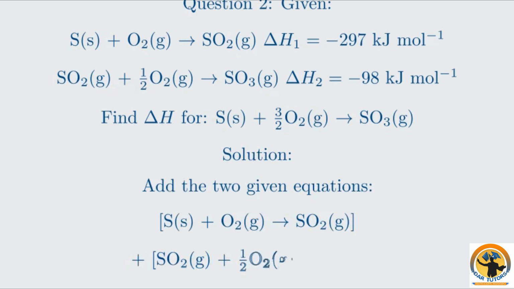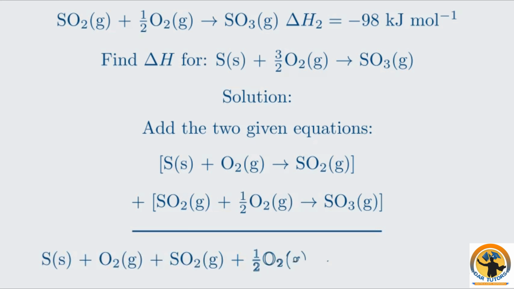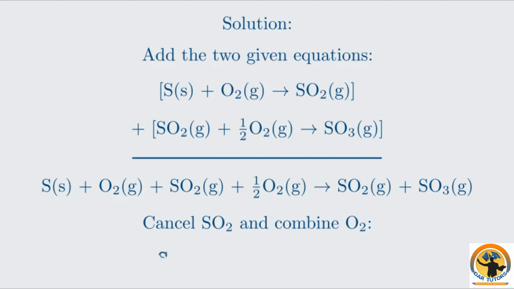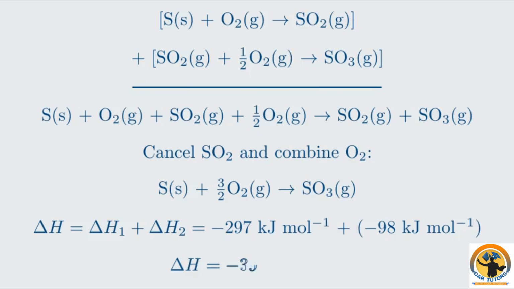The reactant side becomes sulfur solid, oxygen gas, sulfur dioxide gas, and half an oxygen gas. The product side becomes sulfur dioxide gas and sulfur trioxide gas. We can cancel sulfur dioxide from both sides. We also combine the oxygen terms. O2 plus 1/2 O2 gives 3/2 O2. This matches our target equation perfectly. So, we just add the enthalpy changes together.